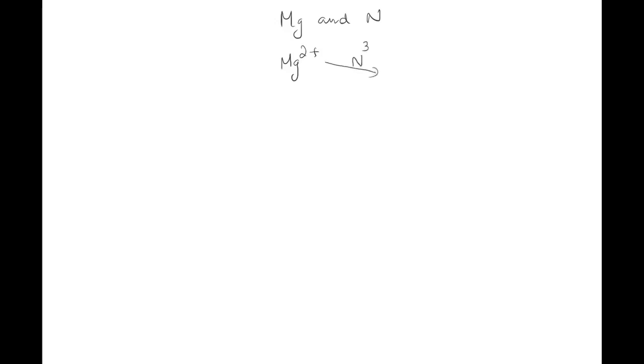And here we go, we crisscross charges. So once again, it will be Mg3 and then N2. And what do we call that? Magnesium nitrate. Okay. Let's take a look at one more example. Look at the table here.